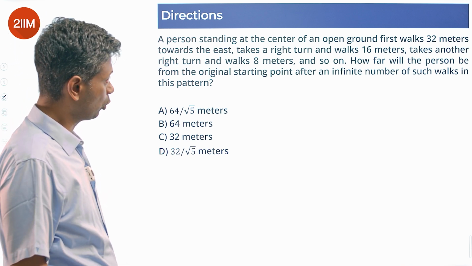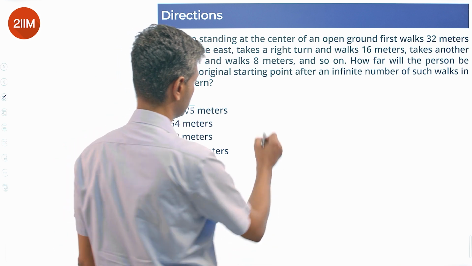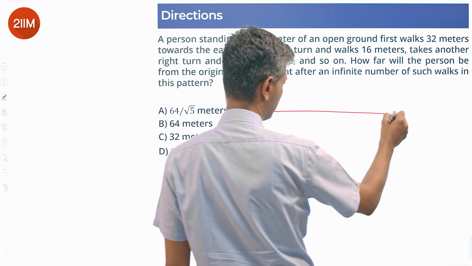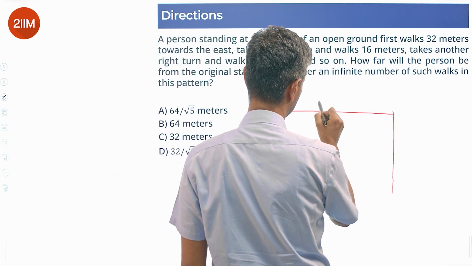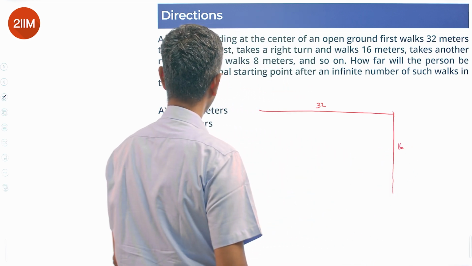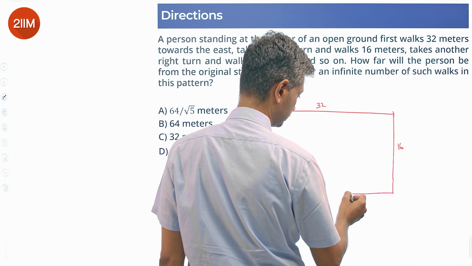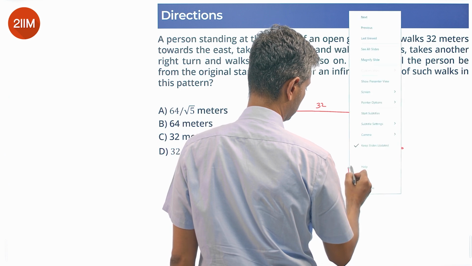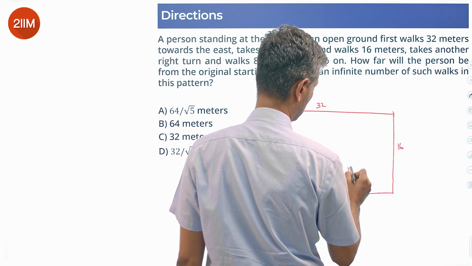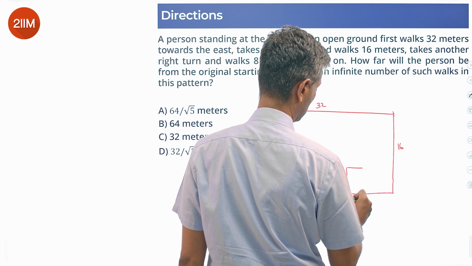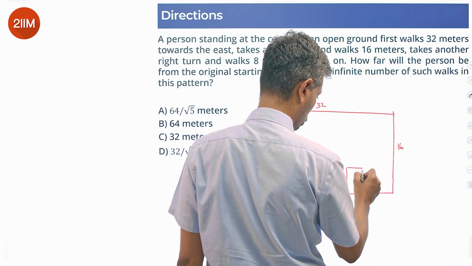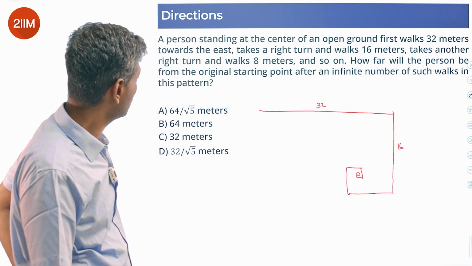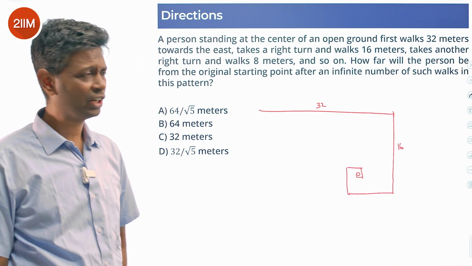A person standing at the center of an open ground first walks 32 meters towards east, takes a right turn and walks 16 meters, 32, 16, takes another right turn and walks 8 meters, and so on. So this will be after 8 will be, oops, say 4, and then it'll swirl in. Nice, brilliant. How far will the person be from the original starting point after an infinite number of such walks?